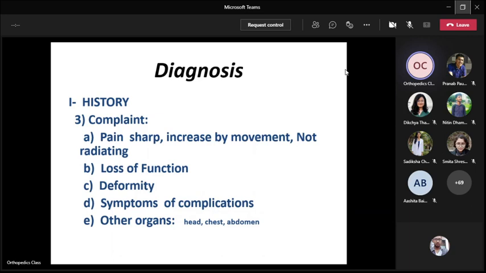And apart from this, we have to always look for the other vital organs also, like head, chest and abdomen. Because whenever an injured patient comes to an emergency, our motto is always to save the life of the patient first. So life comes first, then comes the limb, and then comes the function. So don't go after the fractures. It's not an emergency. Life is an emergency.